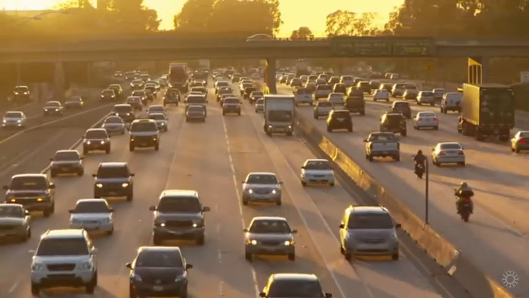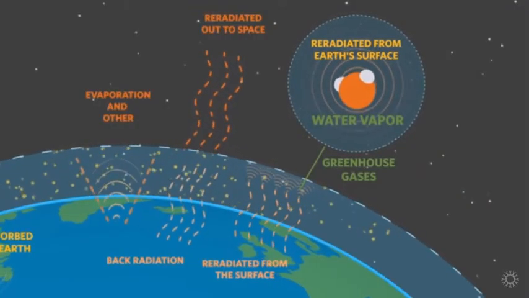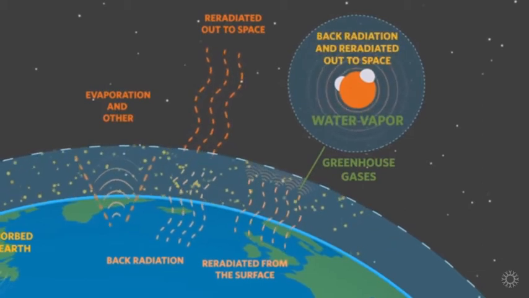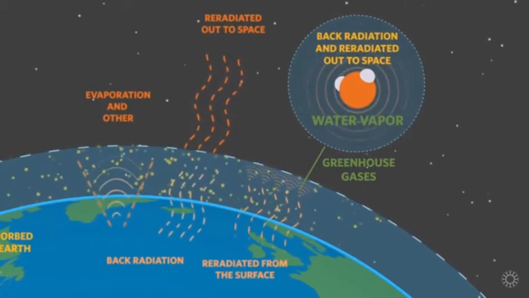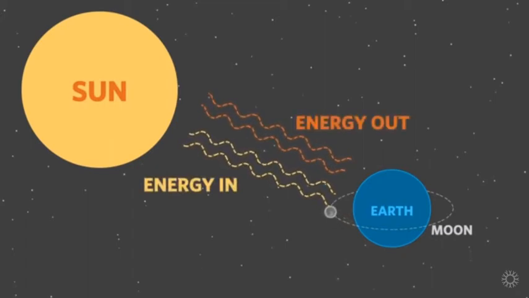Then what happens there is that there's more evaporation, and there's more water vapor in the air. And so then water vapor, being another very effective greenhouse gas, absorbs the energy. And so that leads to further warming. If the energy coming in from the sun doesn't equal the energy going out into space, it means the planet is either warming or cooling.